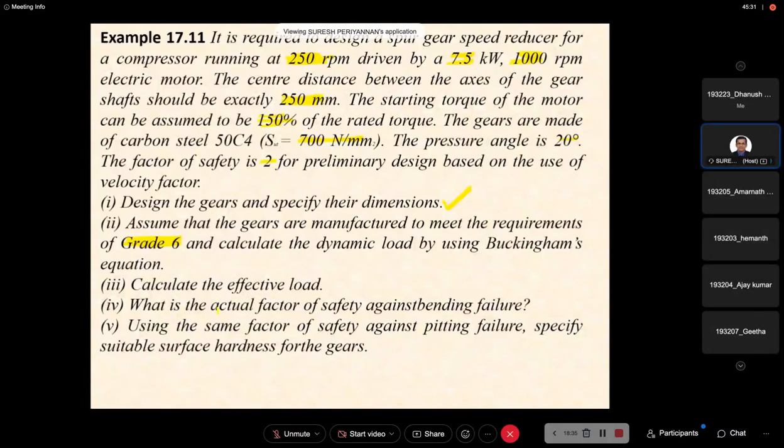What is the actual factor of safety? A higher factor of safety will be good for us, no problem, but what is the actual factor of safety? We are going to find it based on the bending failure. Once we have found the actual factor of safety, use the same factor of safety against the pitting failure and specify a suitable surface hardness number. Based on this factor of safety, we are going to find the hardness number.